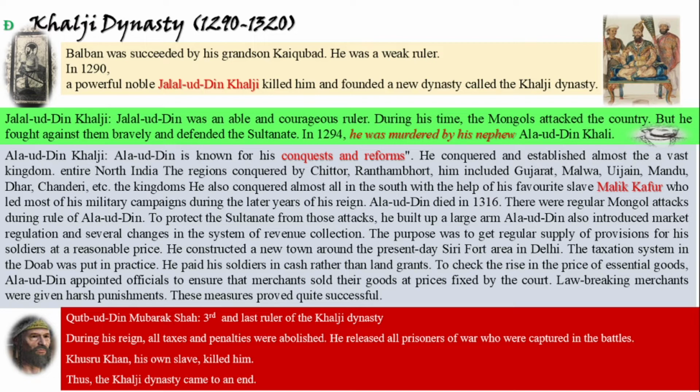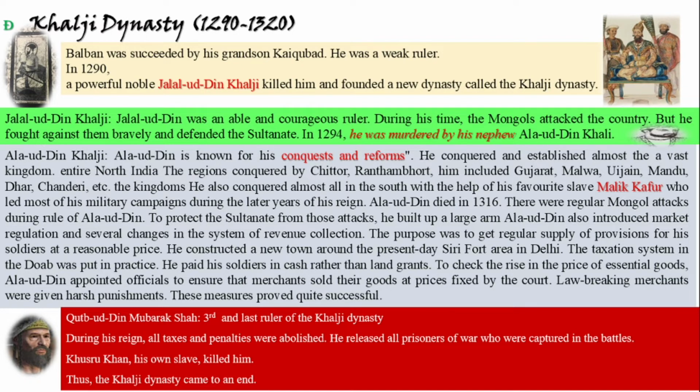Qutbuddin Mubarak Shah was the third and last ruler of the Khalji dynasty. During his reign, all the taxes and penalties were abolished, and he released all prisoners of war who were captured in the battles. Khusrau Khan, his own slave, killed him. Thus, the Khalji dynasty came to an end.